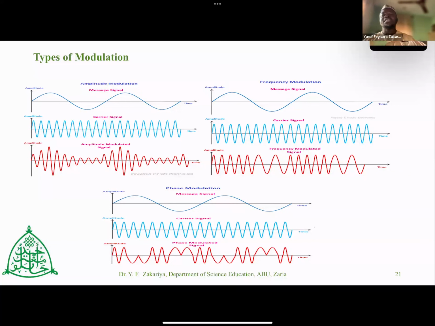So this is something that is basic that you should get as part of this course. Whenever we talk about telecommunication, there's no way we don't talk about modulation. So I hope this is clear.